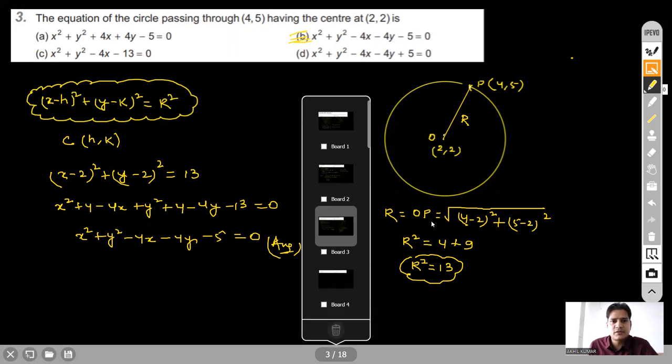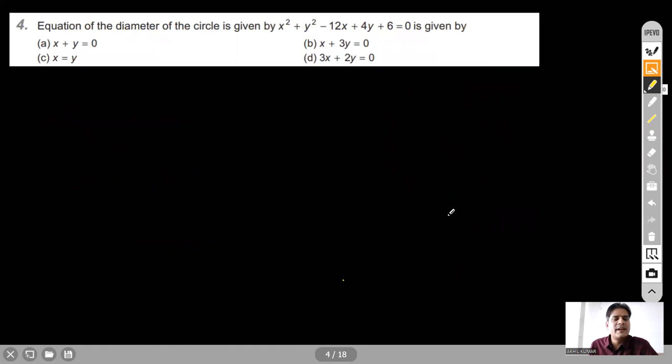So let's move to the next question, question number 4. It is saying the equation of diameter of the circle is given by. Okay, so one equation of circle is given. The equation of diameter of the circle. The circle equation is given, and we have to find the equation of diameter of this circle. So let me write the equation of circle first. It is x square plus y square minus 12x plus 4y plus 6 is equal to 0.